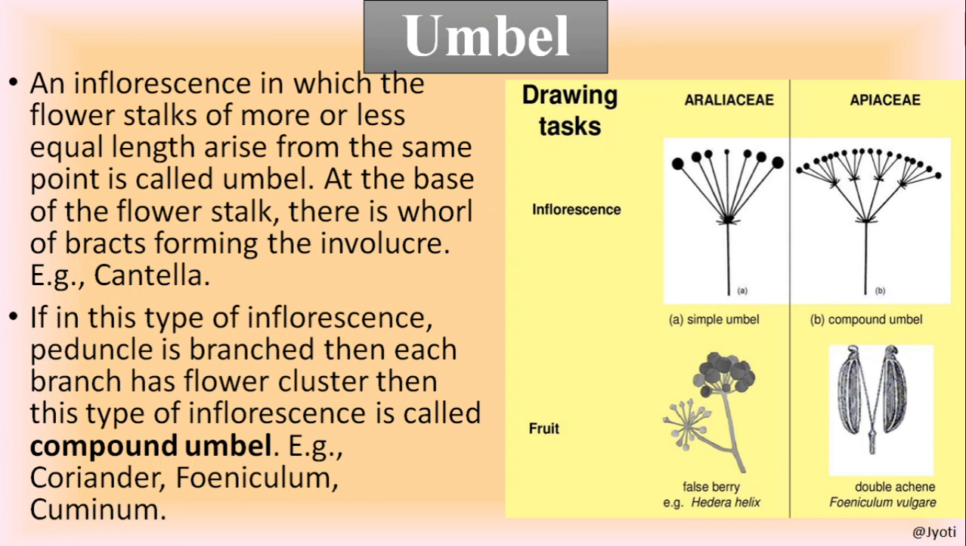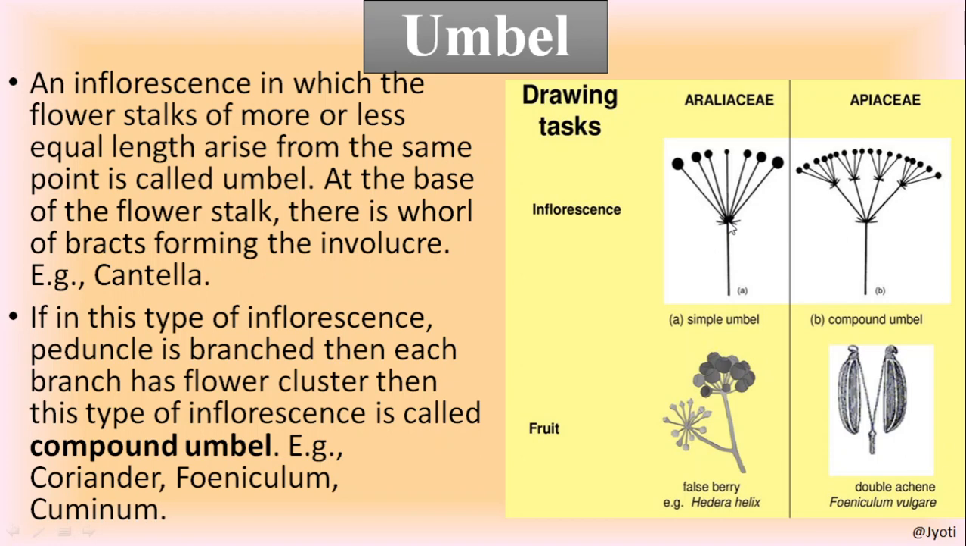Then the next type of inflorescence is umbel. Here you can see the stalks of the flowers, or pedicels, are more or less equal in length. They are of equal length and arise from the same point. You can see they arise from a common point. But here, the older flowers are present towards the periphery, and the younger flower is present at the center. So here the flowers are present in a circle.